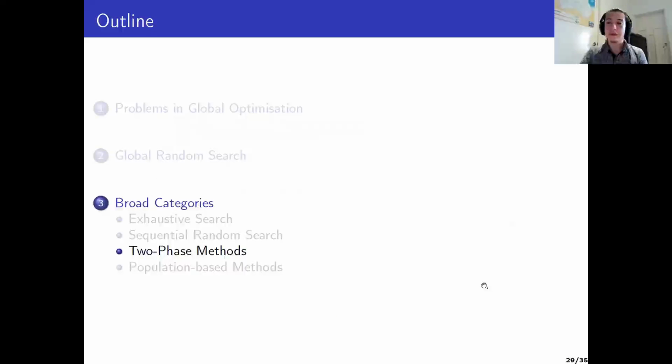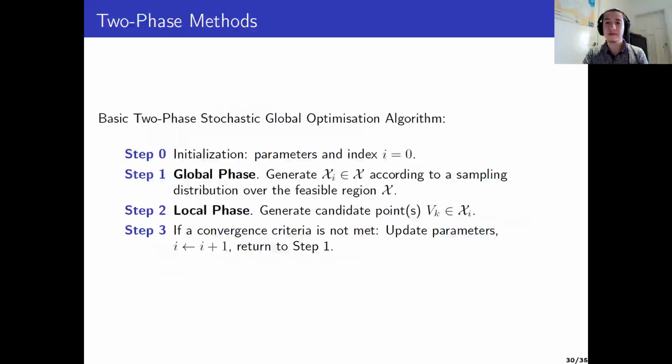Other methods that we might mention fall into the category of two-phase methods. The two-phase stochastic global optimization algorithms follow this basic structure. At step 0, all values are initialized and we get a starting point and a starting index. And then we go iteratively through these two phases, a global phase and a local phase. So in the global phase, we generate a subset of our feasible region according to a sampling distribution. And in the local phase, we generate candidate points from this subset of the feasible region. And if a convergence criterion is not met, then we update parameters, we update our index, and we return to step 1 and we iterate.